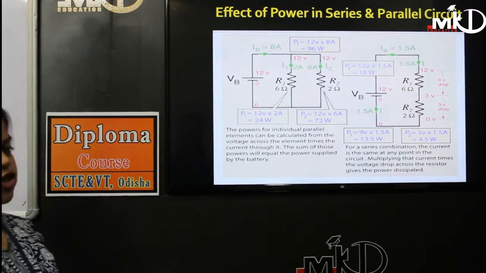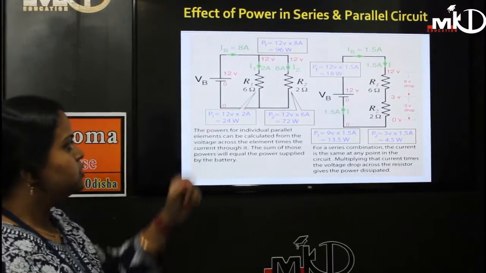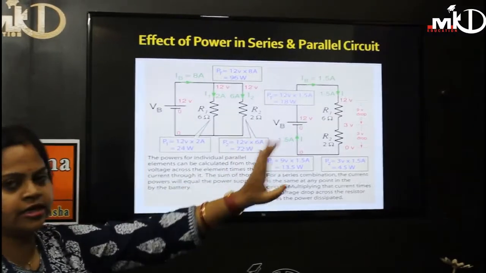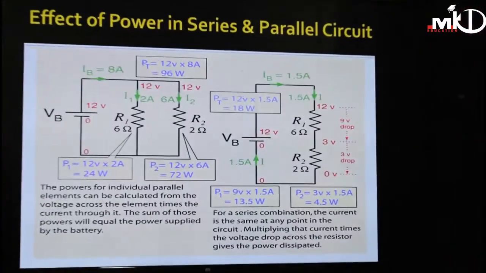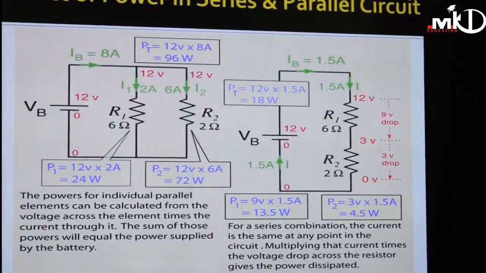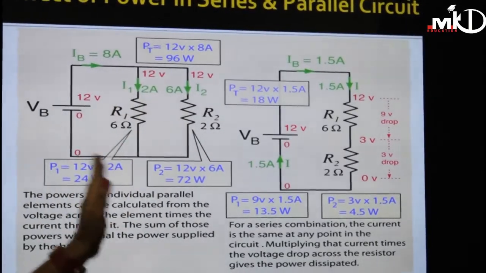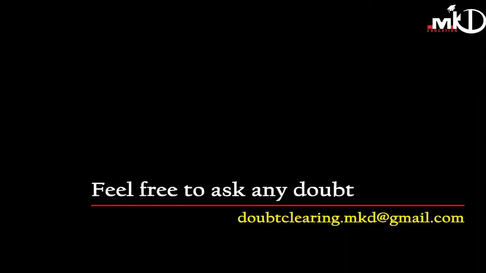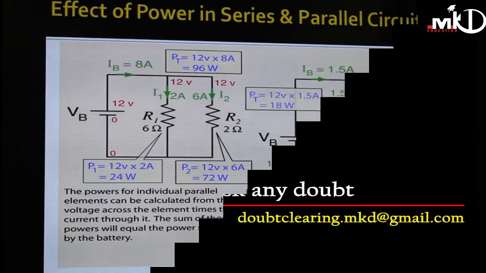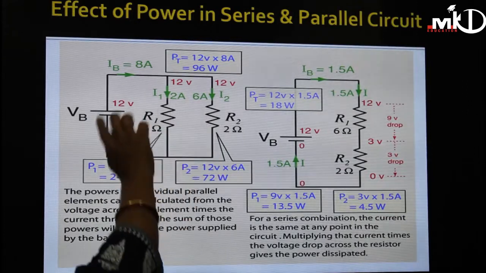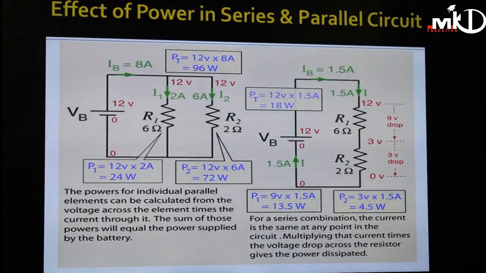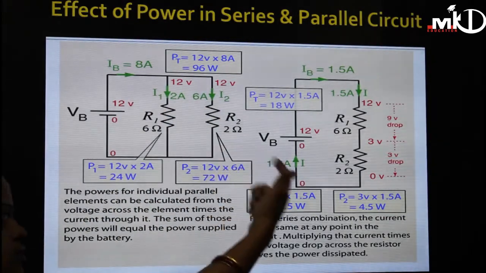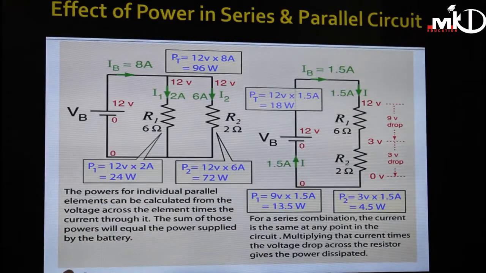So here is the calculation of power in a series circuit and in a parallel circuit. Here we can verify that this circuit is a parallel circuit. Total voltage is given, R1, R2 are also given. I need to find out the branch powers and total power of the circuit, and also for the series circuit. Then we can compare in which case we are getting much power.